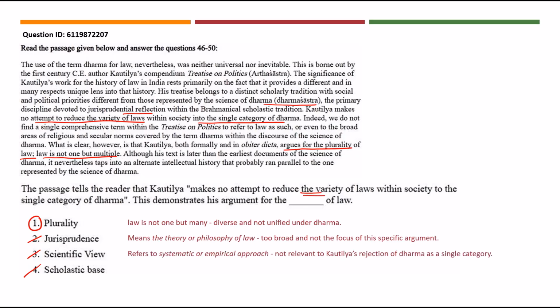What about scientific view? This refers to a systematic or empirical approach, not relevant to Kautilya's rejection of dharma as a single category. What about scholastic base? Again, they talked about the Brahmanical scholastic tradition here. Scholastic means academic or traditional foundation, which they talked about in Dharma Shastra. But Kautilya's work is outside the Brahmanical scholastic tradition.